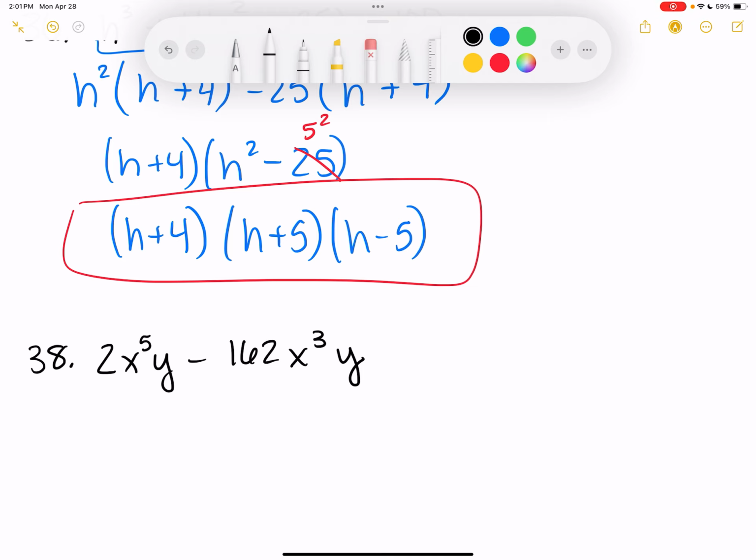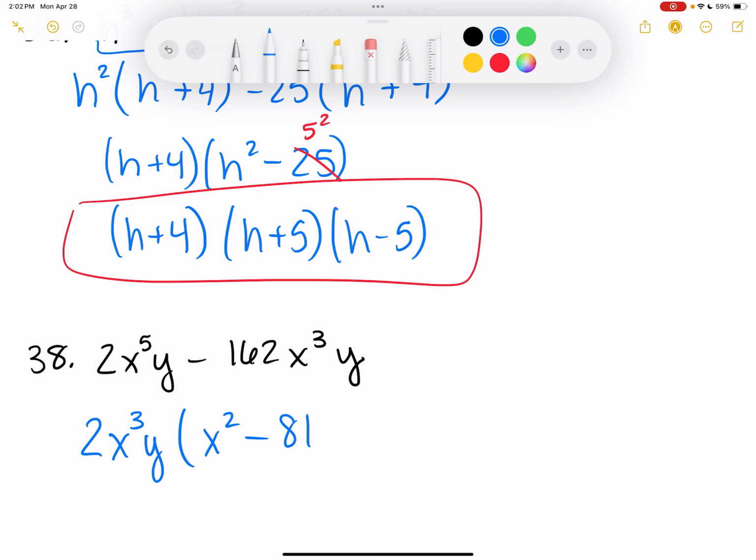So is there something I can take out of both pieces? 2x cubed y. It's not x3, it's x cubed, or x raised to the 3rd. You're going to slow down and say it right. 2x cubed y. Yes. That leaves me with x squared minus, what happens when I take 2 out of 162?